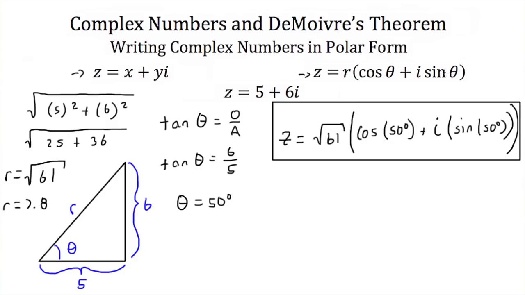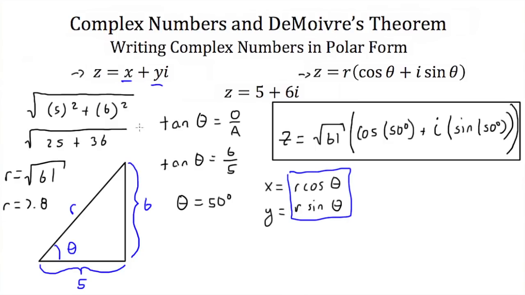Now, if you don't want to remember this formula, you can always remember the conversions from rectangular to polar coordinates. You can remember x is equal to r cosine theta and y is equal to r sine theta. And then you can plug these values in for x and y, and you'll end up with the same number.